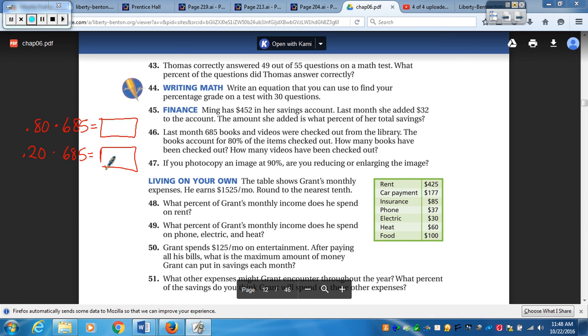If you photocopy an image at 90%, you are reducing or enlarging the image, okay? Well, if I'm going to copy the image as it is, then it's got to be 100%, all right? So if I'm copying it at 90% ratio, I'm reducing, I'm making it smaller. It's kind of like this. How do I want to say this?